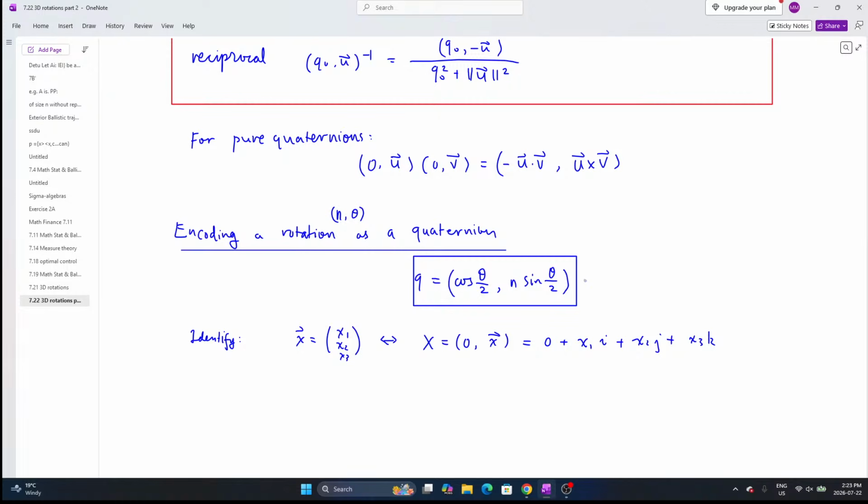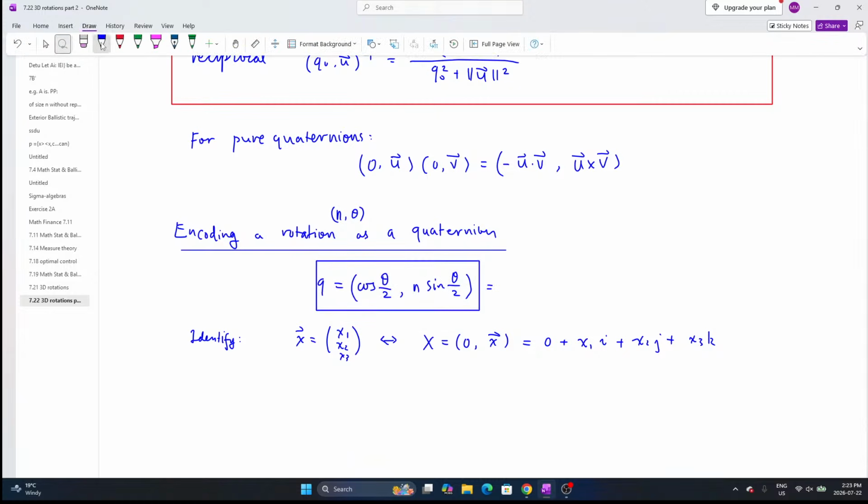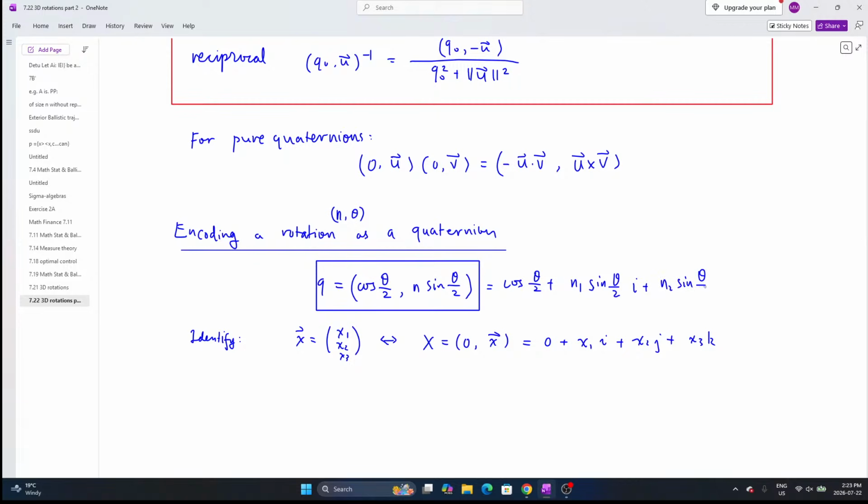And by the way, q, if we write it in the usual notation for a quaternion, is just cosine of theta over 2, plus n1 sine theta over 2 i, n2 sine theta over 2 j, plus n3 sine theta over 2 k. So that's it.